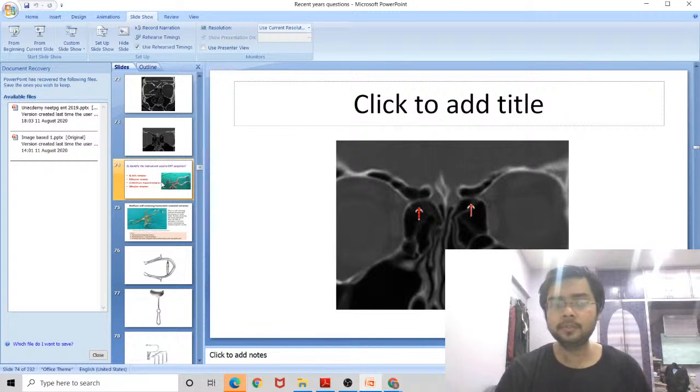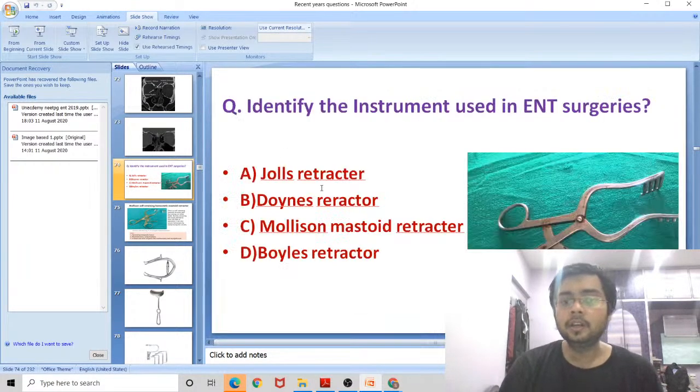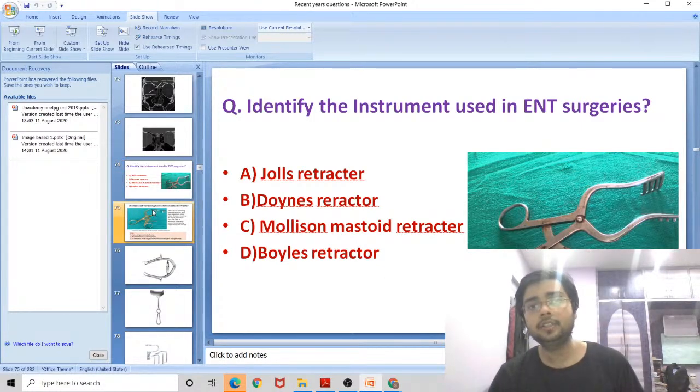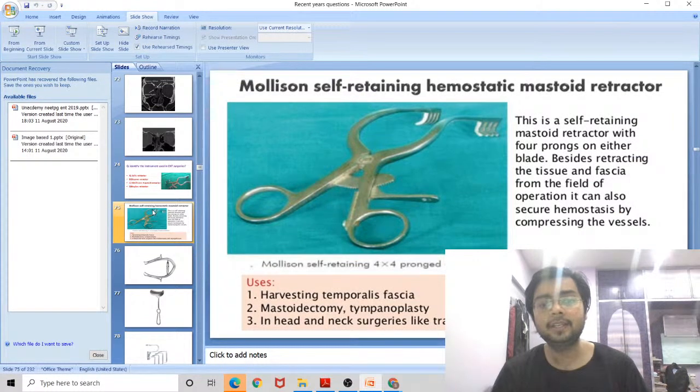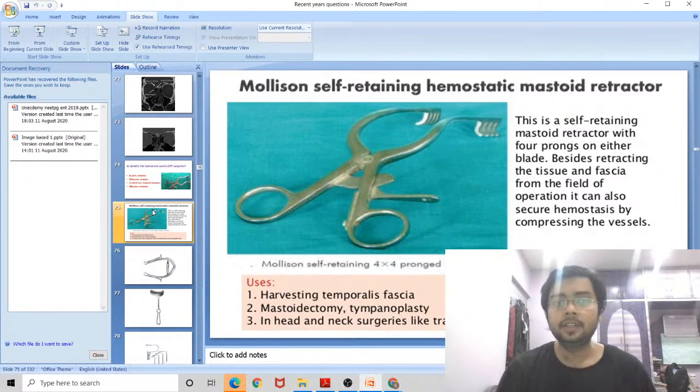One important instrument that was asked in your examination was Mollison's mastoid retractor. I think everybody knows, and if you don't know, this is used mostly in mastoid surgery or tympanomastoid surgeries like tympanoplasty and mastoidectomy, and head and neck surgeries like tracheostomy and laryngofissure. It is called Mollison's self-retaining hemostatic mastoid retractor.